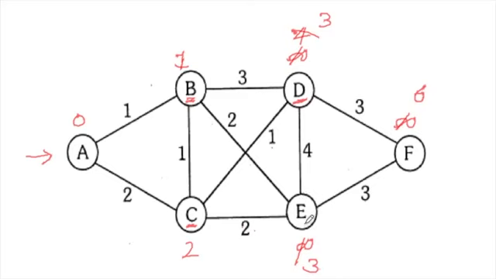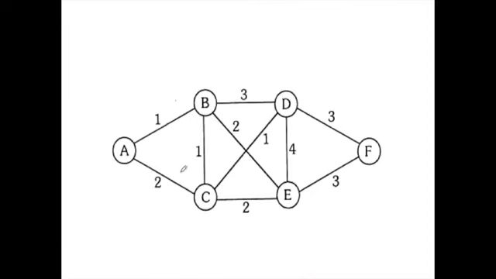E is the shortest one. So I select this. 3 plus 3 is 6. It is already 6. There is no update. Then the last vertex remaining is F. So I have selected all the vertices. Selected means I have found the shortest path to them. And the shortest path starting from A to all other vertices is labeled above those vertices. That is B is 1, C is 2, D is 3, E is 3, and F is 6.